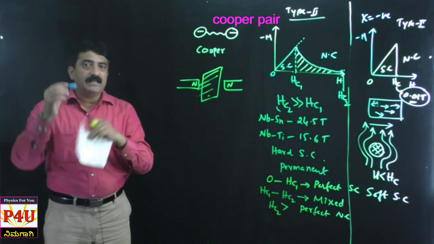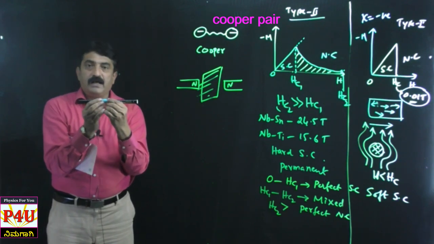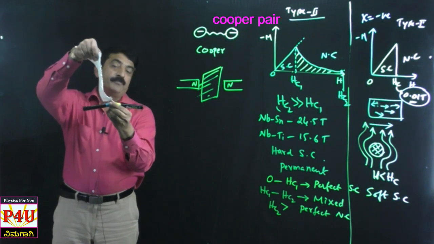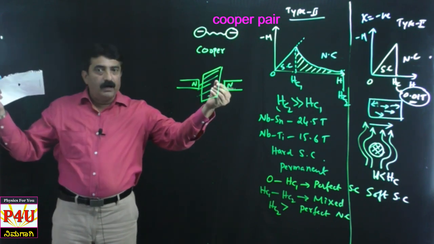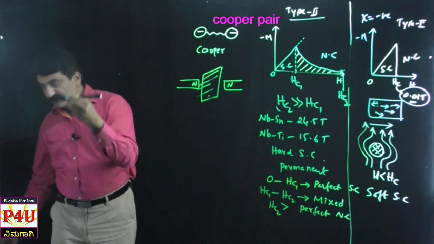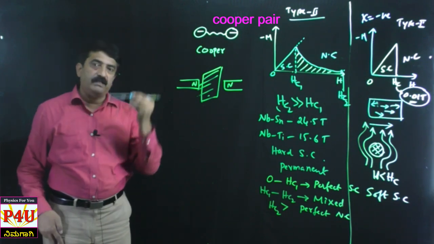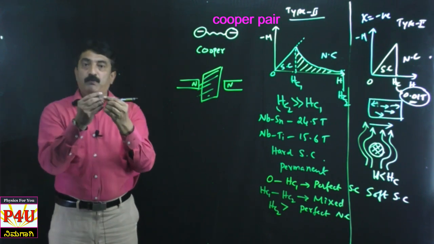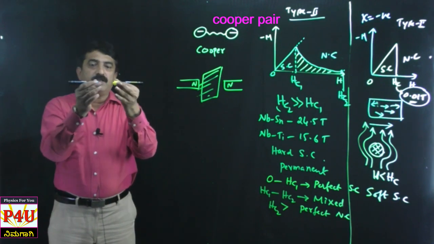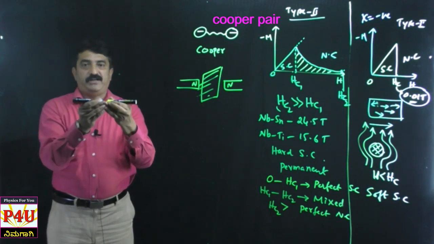Without the mediator, they won't stay like this at all. I need this mediator's help. Without mediator, they fly apart. With mediator, they will try to stay together. This is in the case of bar magnet, in the case of magnetic field. So attraction between two like poles, still it is not attraction. I managed to keep the two poles intact.